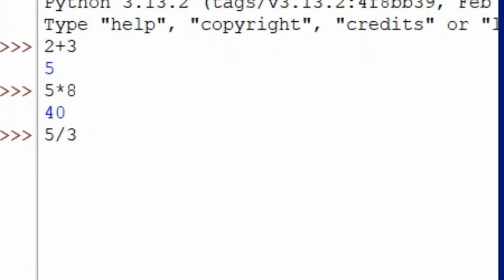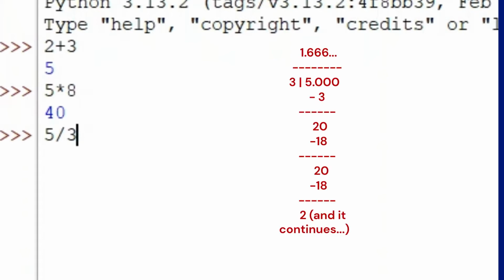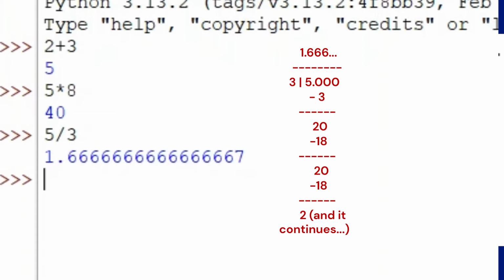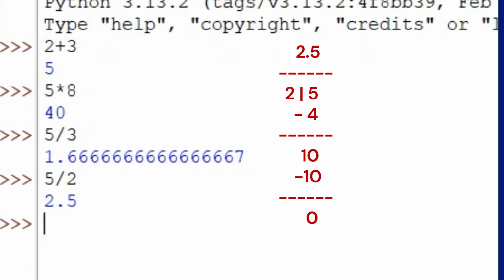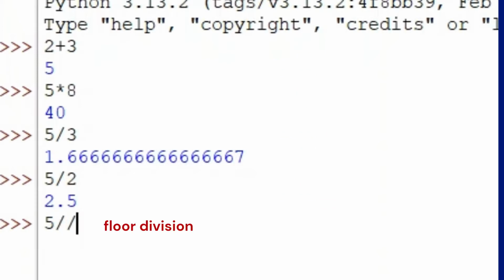The output is 1.666. In Python, the single slash is used for decimal division, meaning the result will be in decimal form. On the right side, I have shown the actual long division so you can visualize how it works. When we divide 5 by 3, the result is 1.666, and it goes on. Try 5 / 2, and you'll get 2.5. Again, this is true division using a single slash. But if you type 5 // 2, using double slashes, the output will be just 2. This is called floor division, and it gives you only the integer part, ignoring the decimal.